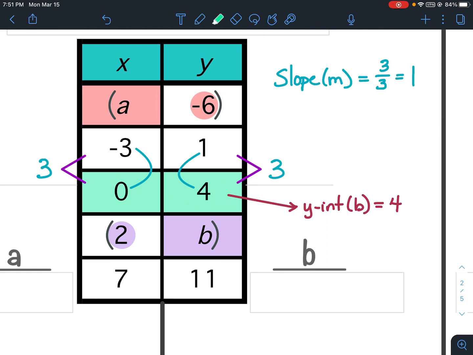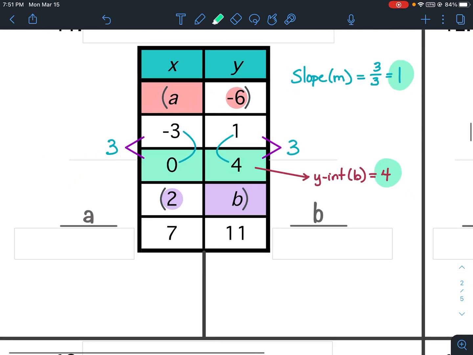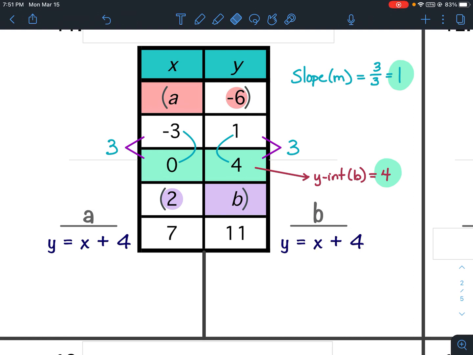So I'm going to use this information and this information to write my equation. And my equation would be y equals mx plus b. M is 1, b is 4. Since the m is 1, I don't technically need it, so my equation is going to be y equals x plus 4. That's technically 1x, but we don't need the 1.